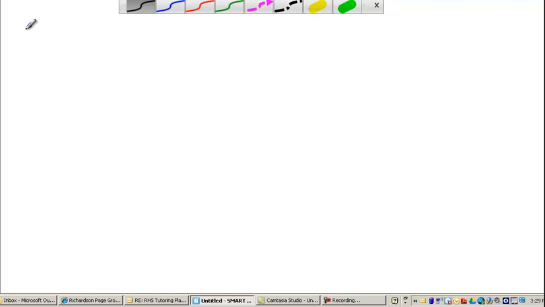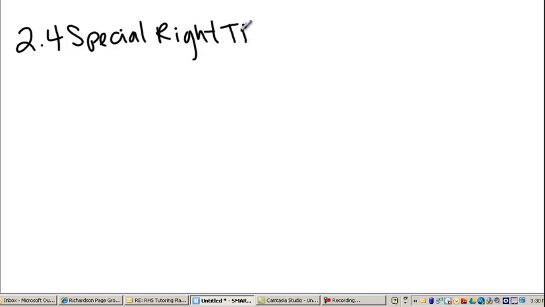So tonight we are working on 2.4. Okay, I've forgotten the numbers. 2.4, special right triangles. Go ahead and label your notes. That would be perfect.